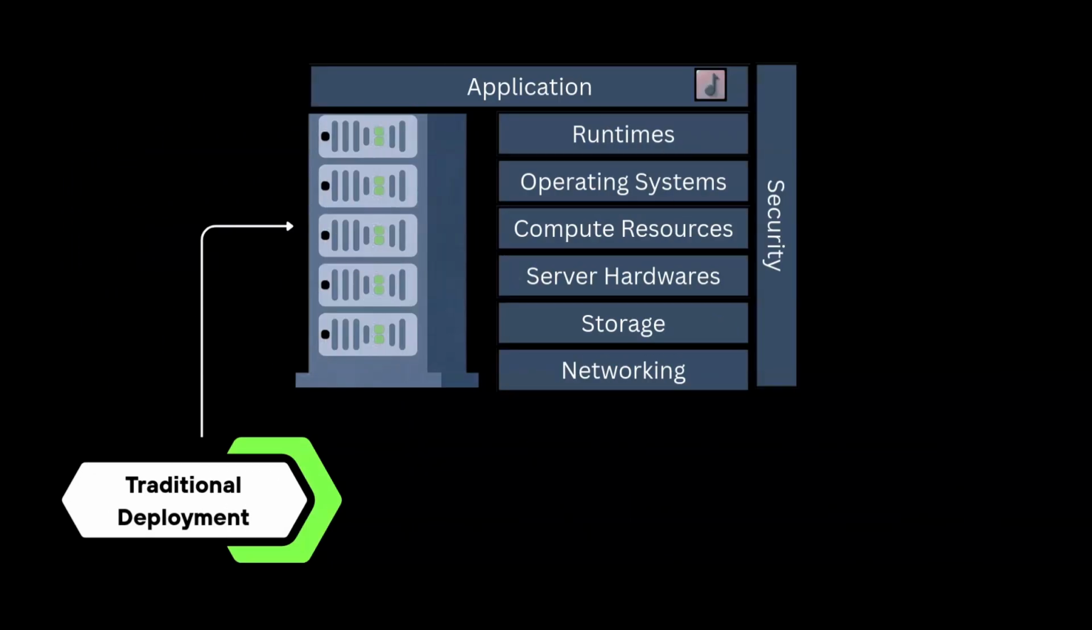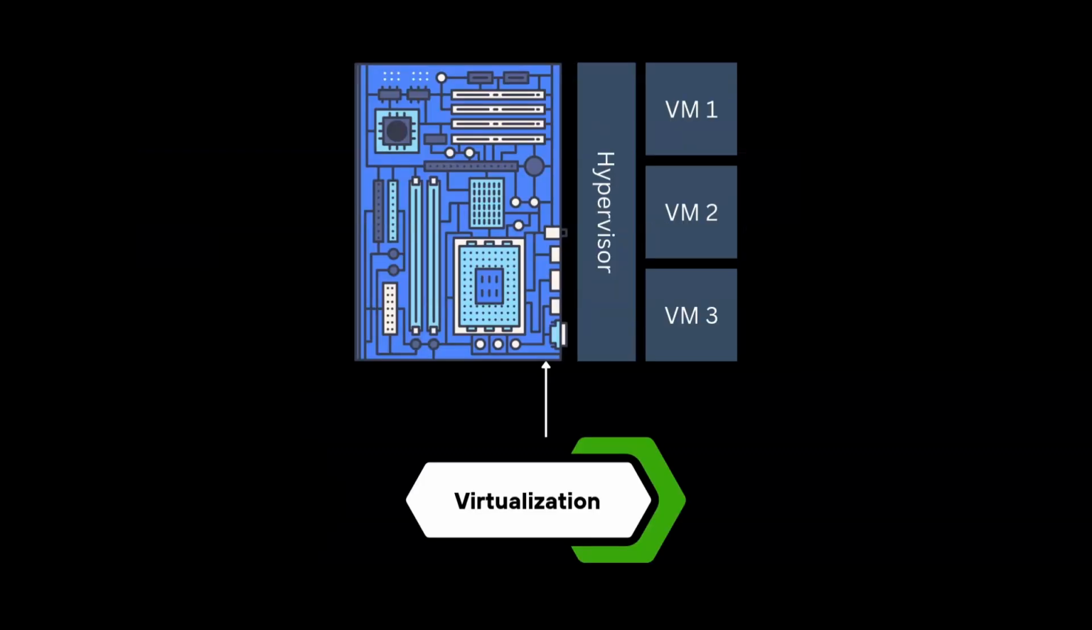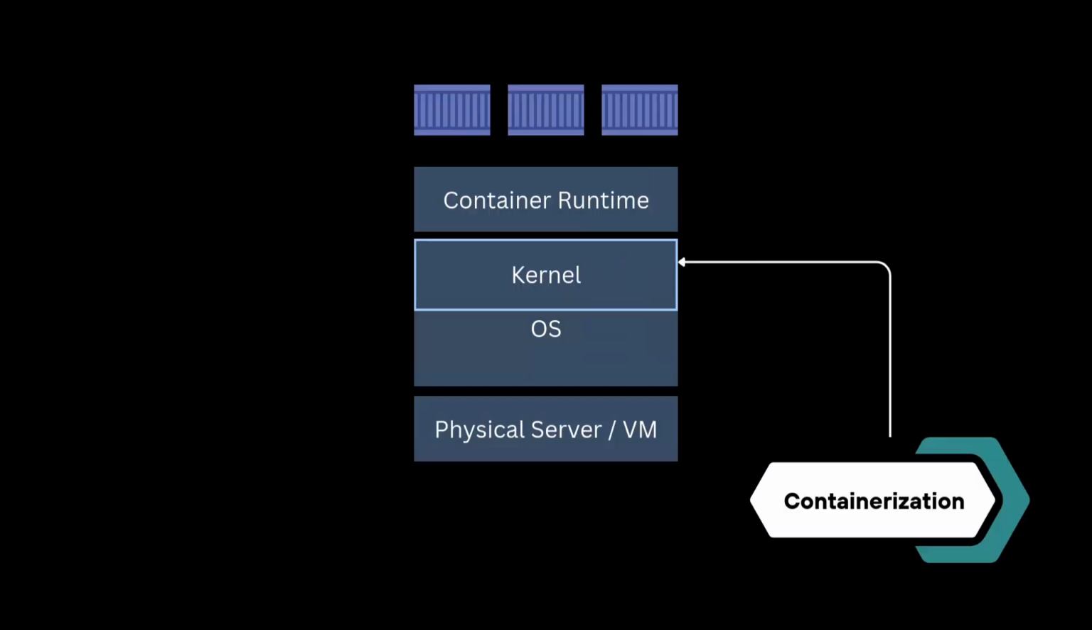Quick recap. In traditional deployment, applications run directly on a physical server with the host operating system. In virtualization, multiple virtual machines run on a single physical server. Each VM has its own guest operating system. In containerization, multiple isolated containers run on a shared host kernel.